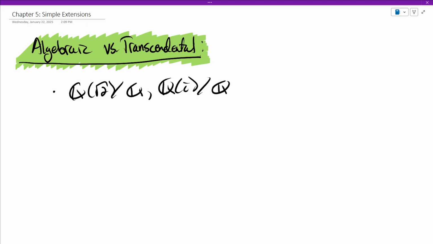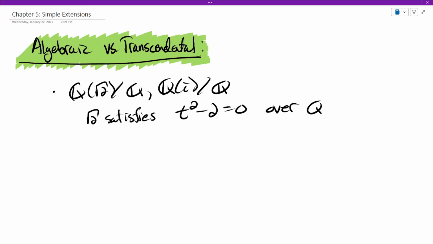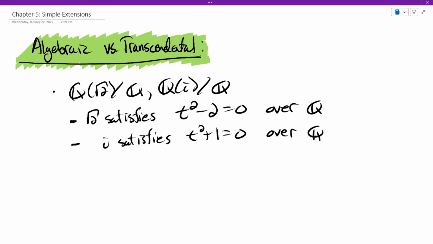These are interesting because root 2 satisfies the polynomial equation t squared minus 2 equals 0, and this has rational coefficients, so we say over Q. Also notice that i satisfies the equation t squared plus 1 equals 0 over Q. So that was one type of simple extension, and it's the type that we're mostly going to care about. But there is another type.